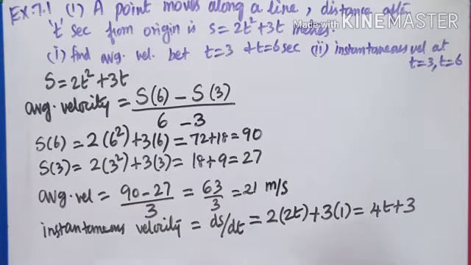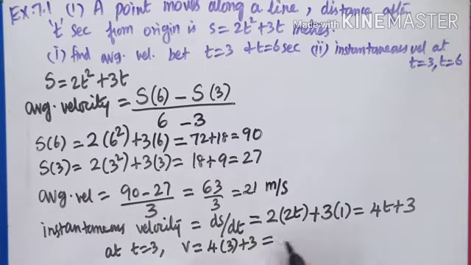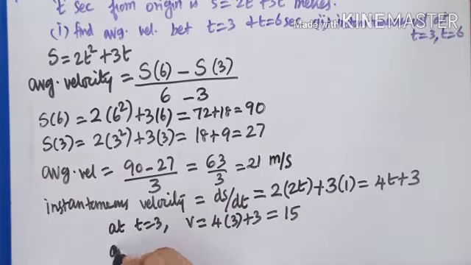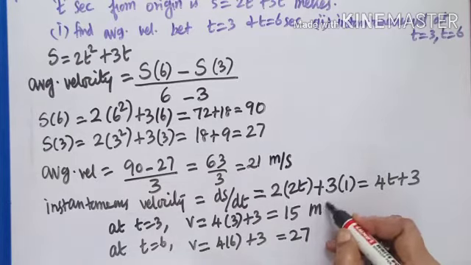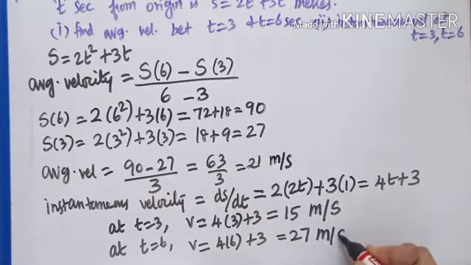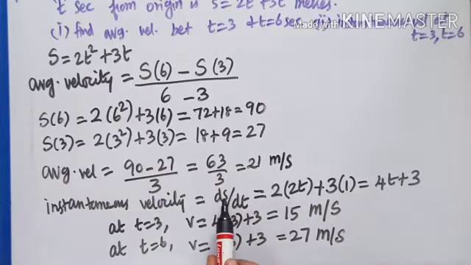Now I want at 3. So at t equal to 3, velocity is equal to, wherever t is coming, substitute 3. 4 into 3 plus 3, that is 15. At t equal to 6, substitute t equal to 6, v equals 4 into 6 plus 3, that is 27. So every time remember to write the units, it is meters per second. Here also meter in the numerator, time in the denominator, tells me the unit is meters per second.